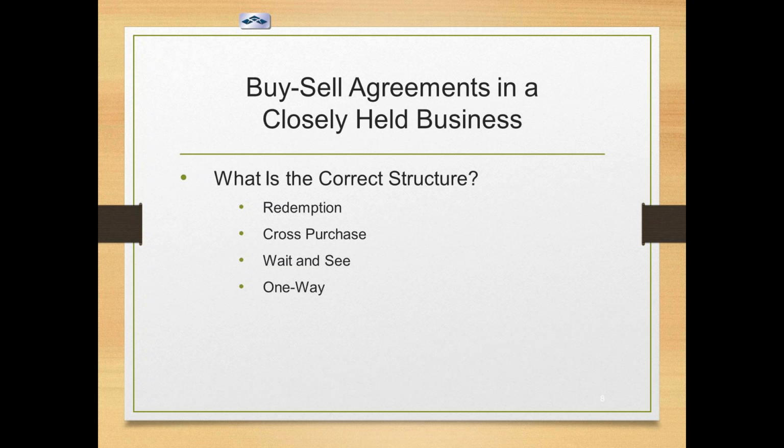And so if we focus on death as the triggering event, what that means is that if owner A dies, XYZ Corporation is going to buy owner A's business interest from owner A's estate. That's the key characteristic. That's what makes a redemption arrangement or entity purchase arrangement a redemption arrangement. So how does life insurance enter the picture?